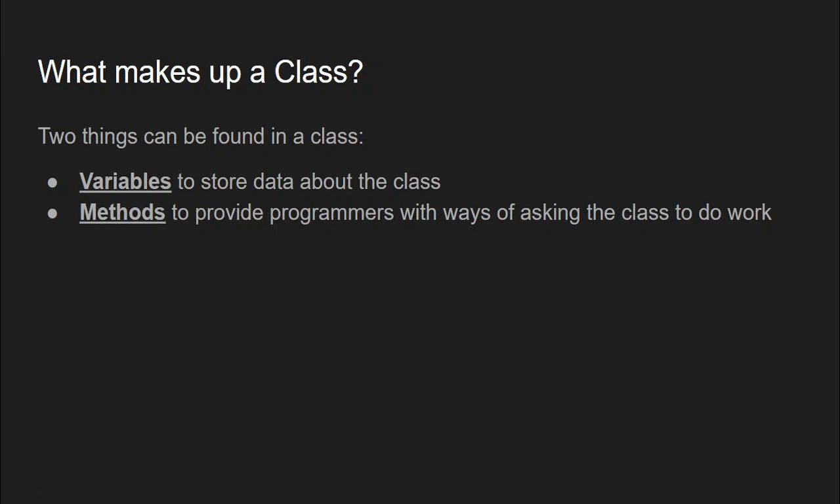But what about classes in general? What makes up a class? In that previous example, you saw that there's only one thing in there, that singular addition method. However, two things can be found in a class, variables and methods. Variables store data about the class, and methods provide programmers with ways of asking the class to do work.